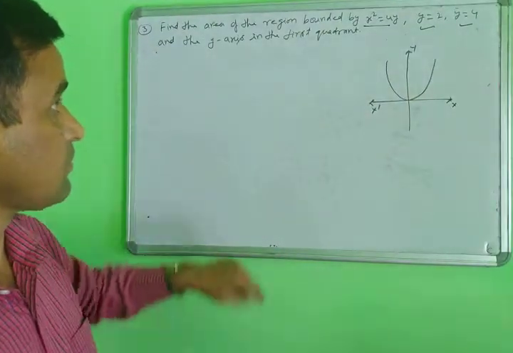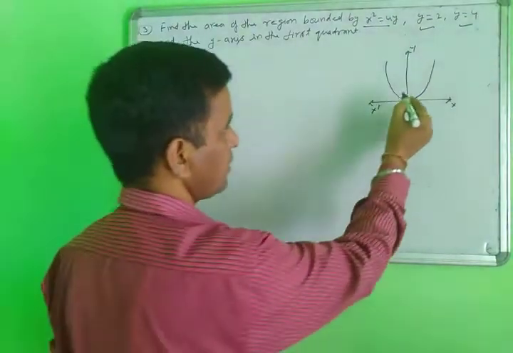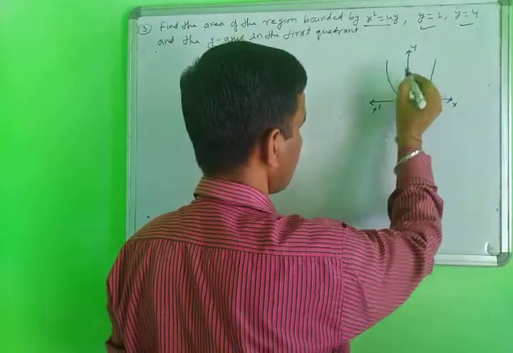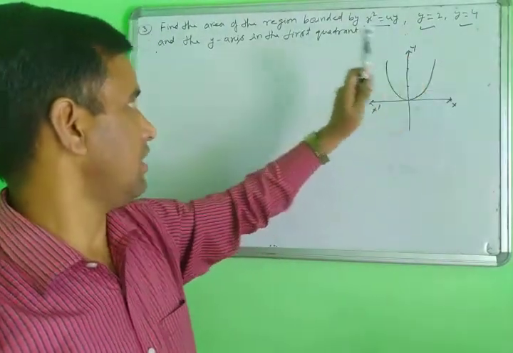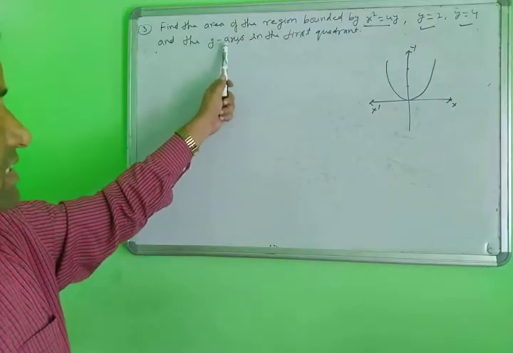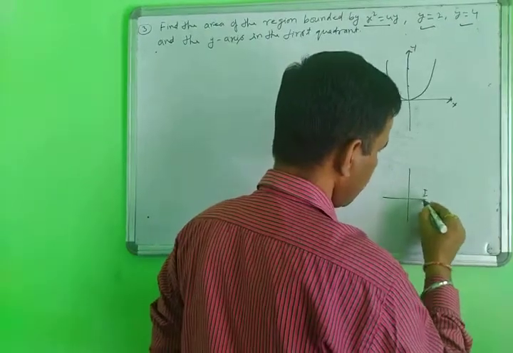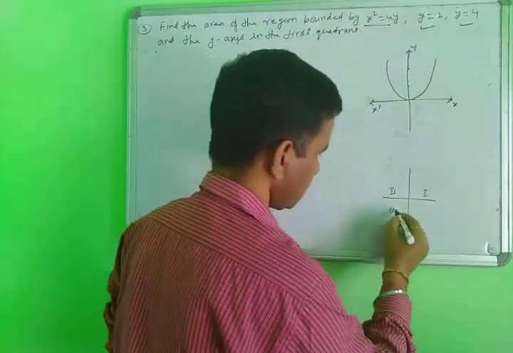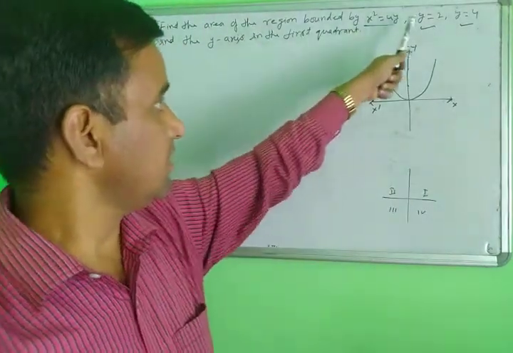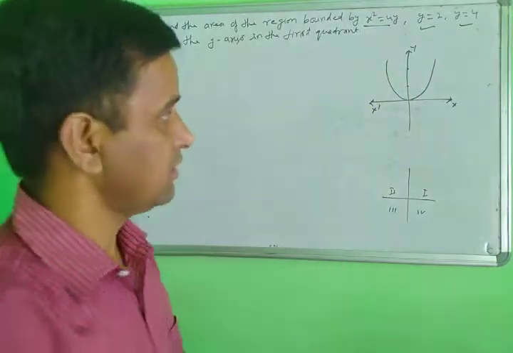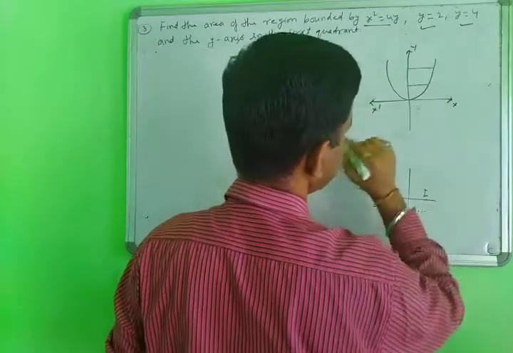Second thing, the limit given here is y equal to 2 to 4. Suppose this is y equal to 2 and this is y equal to 4. But there is a left side and a right side here. This is the left side area and the right side area. So you read the question carefully: y-axis in the first quadrant. You know this one is the first quadrant, this is the second quadrant, this is the third quadrant, and this is the fourth quadrant. Only the first quadrant area in this limit. So you will take the first quadrant only, not the second quadrant.